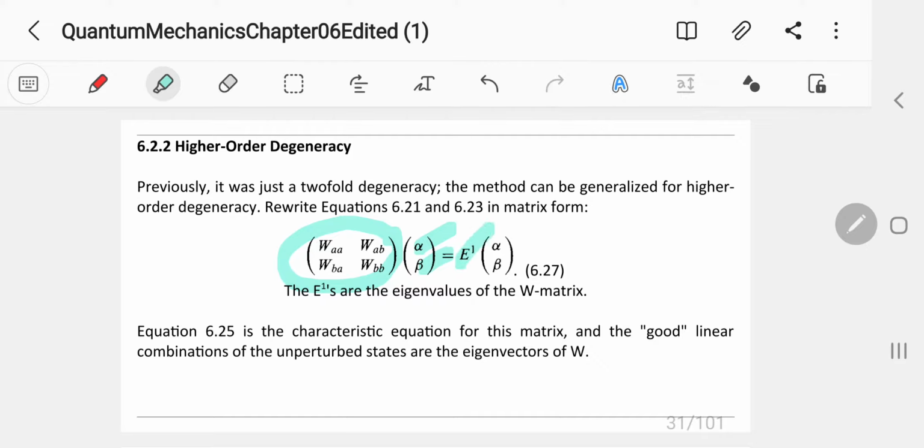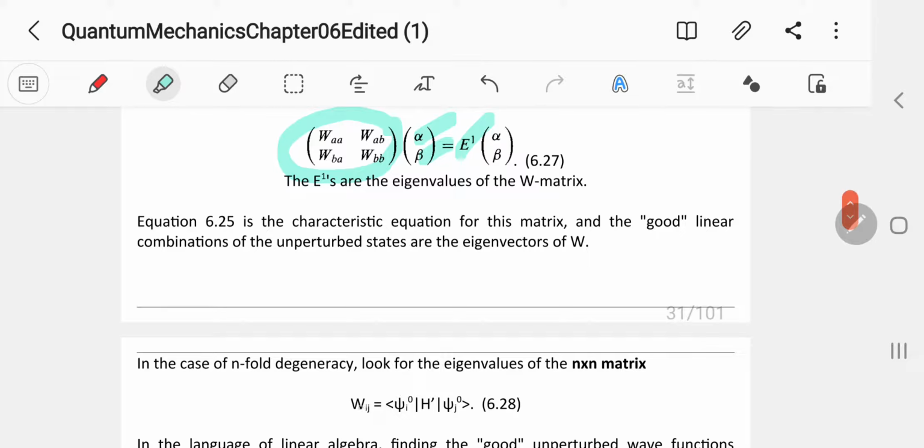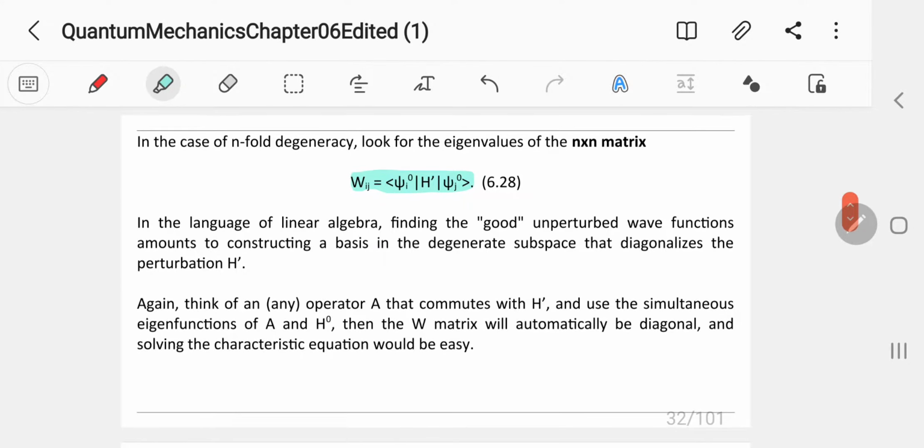So the WAA there will just be given by this. So you have phi I0 operating on the perturbation, and then you also include in the integration the phi J0. So for the n-fold degeneracy, we should be able to construct an n by n matrix with elements given by this.